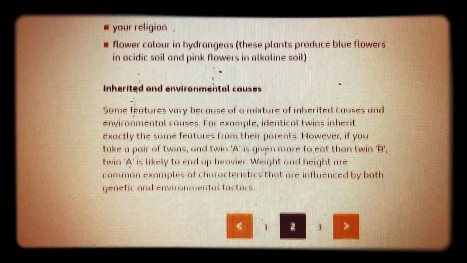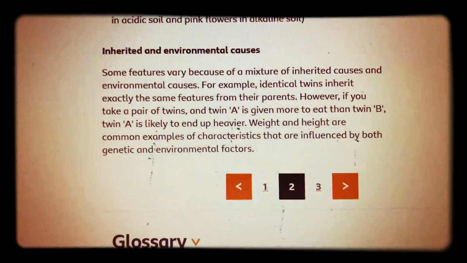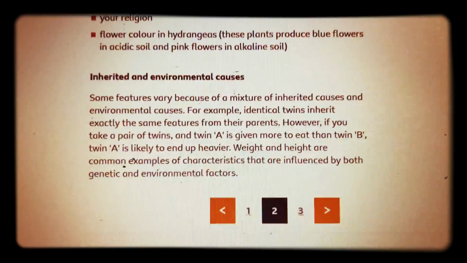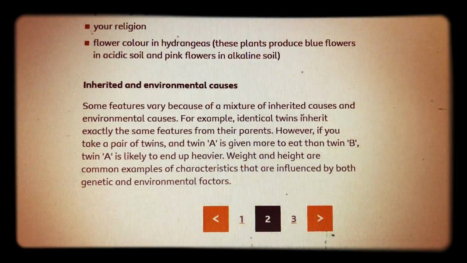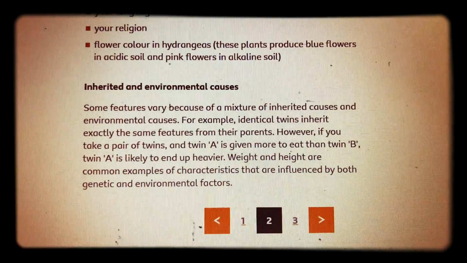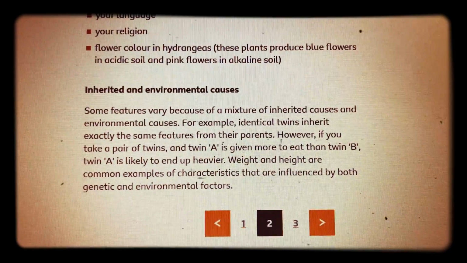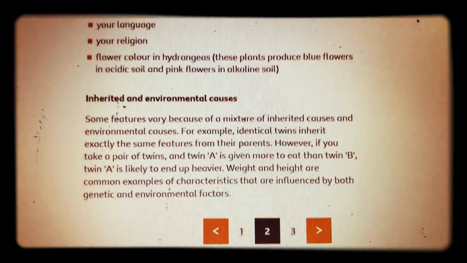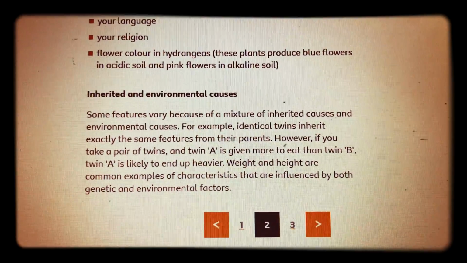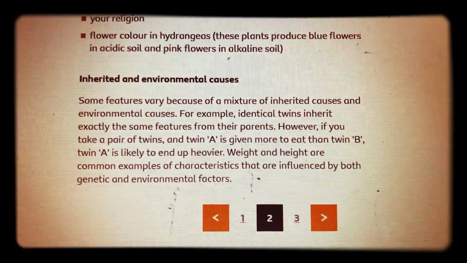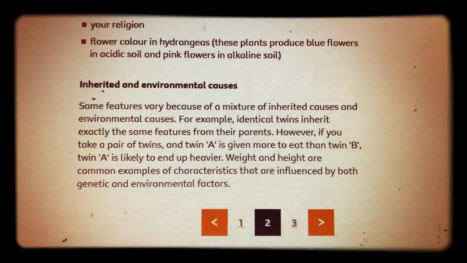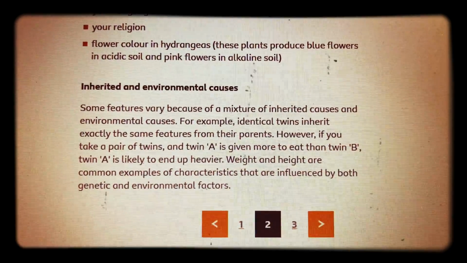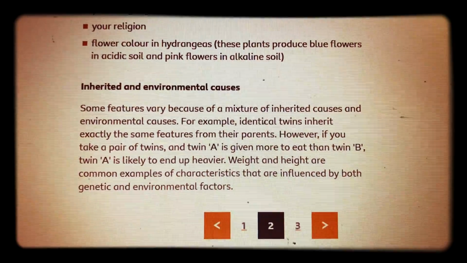Now, some features vary because of a mixture of inherited causes and environmental causes. For example, you could have two identical twins. They could inherit exactly the same features from their parents. However, if you take a pair of twins and twin A is given more to eat than twin B, twin A is likely to end up heavier. So weight and height are very common examples of characteristics that are influenced by both genetic and environmental factors.